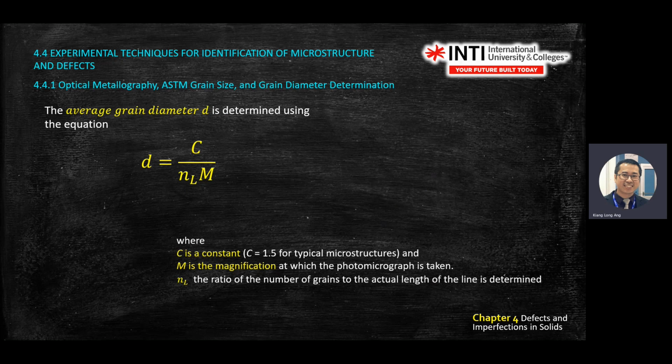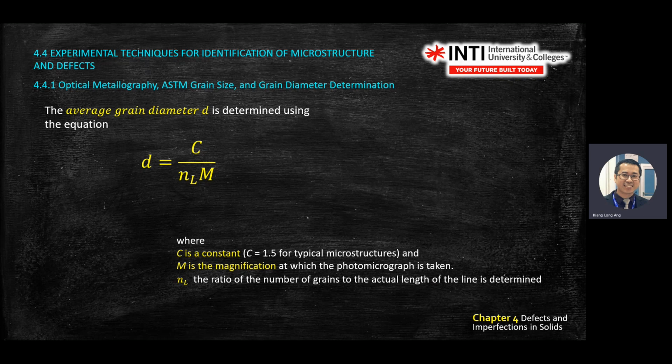So there's an equation to calculate the average grain diameter, D equals C over (N_L times M). So this is the grain diameter. Again, you have one more constant. C is a constant. Normally, you will use 1.5 for microscopic structure. M is the magnification that you use under your microscope. N_L is the ratio of number of grains to the actual length of the line determined.